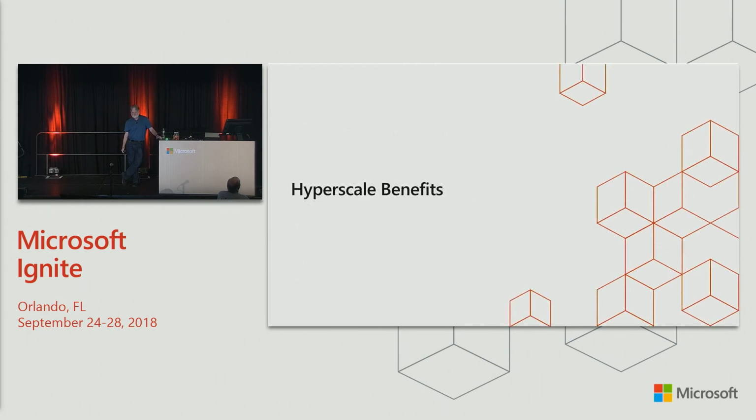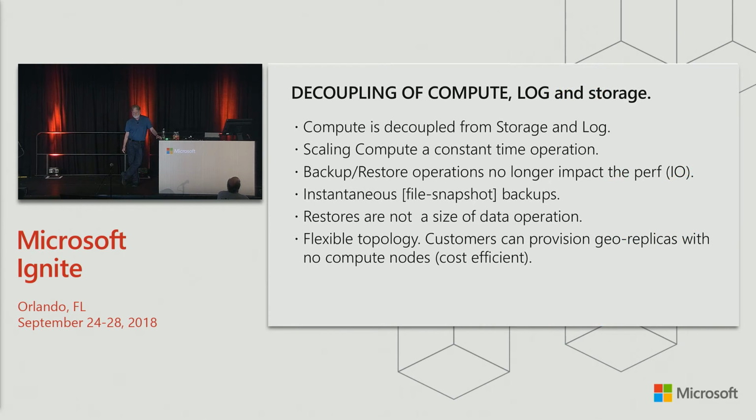Benefits: decoupling of storage, log, and compute. Scaling compute is a constant time operation because, again, it's just swapping in another set of servers with more capabilities or less capabilities, depending on which way you're going. Backup and restore operations no longer impact the performance because you're not doing significant I/O when you're doing it. Instantaneous file snapshot backups are actually in the background, so you never even know that they're happening. They're happening every few minutes. Restores are not a size of data operation.